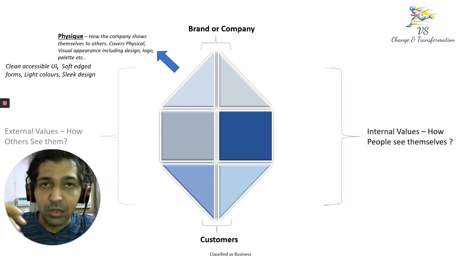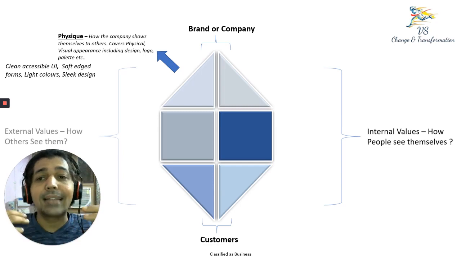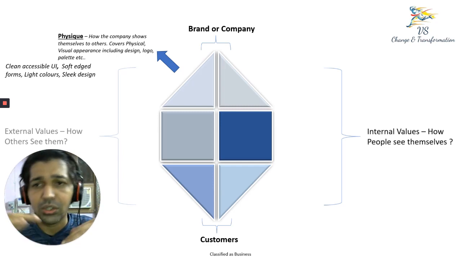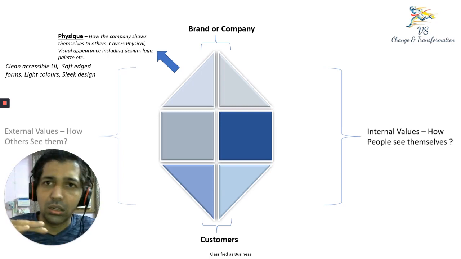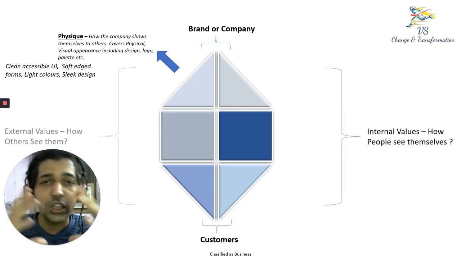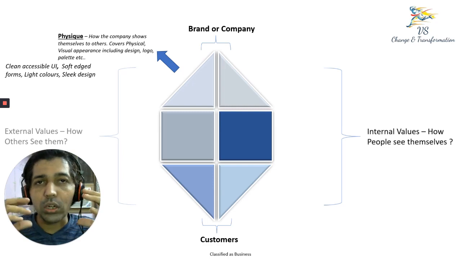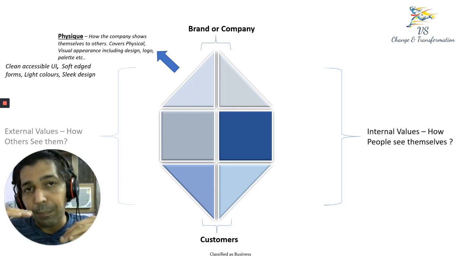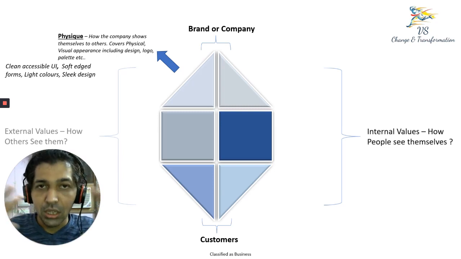So when we take Apple, when you talk about the physique, okay, it's about clean, accessible user interface, soft edges, the form factor, clean form factor, soft edged forms. It's generally light in color, generally white, silver color, light color, soft to the eye, and very sleek design. So this is what you look at as a form factor. And obviously the logo, you know how the Apple logo looks, right? So this is what is called the physique. So this represents how your whole brand or the organization looks.